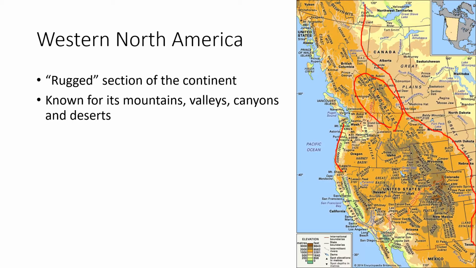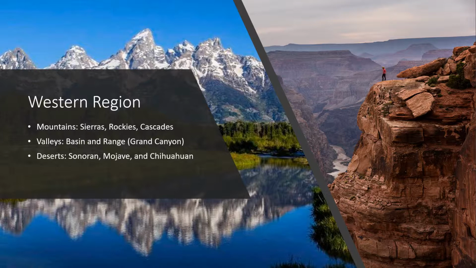And then we also have things like the Sierra Nevada mountain range down here in California, and several notable deserts in the American Southwest. In between the Rockies and the coastal ranges, this is called the Great Basin and Range. The Great Basin and Range has some of the most famous landmarks in the United States, including things like Arches National Park, and then, of course, the Grand Canyon.